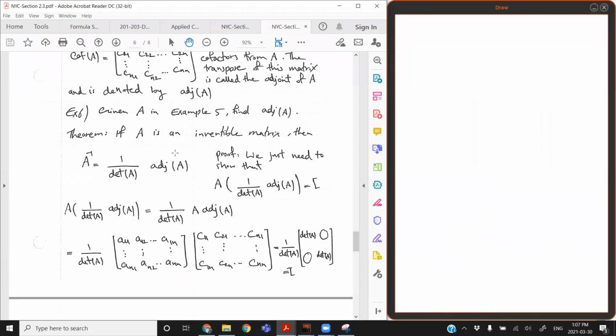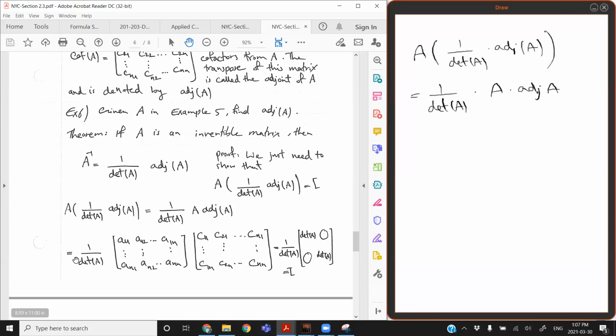So let's prove that. If I multiply A and 1 over determinant of A times adjoint of A, I can write this as 1 over determinant of A, because this is a scalar, times A times adjoint of A. Right? So I've expanded it here.